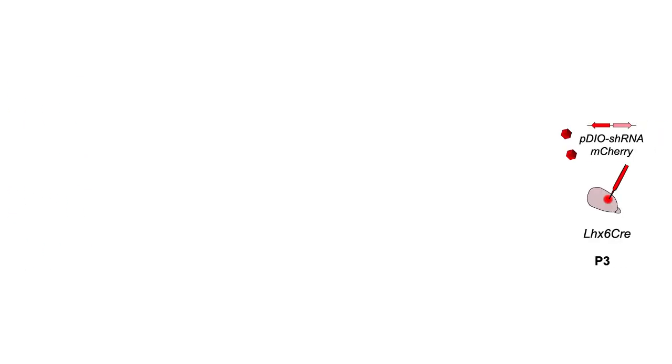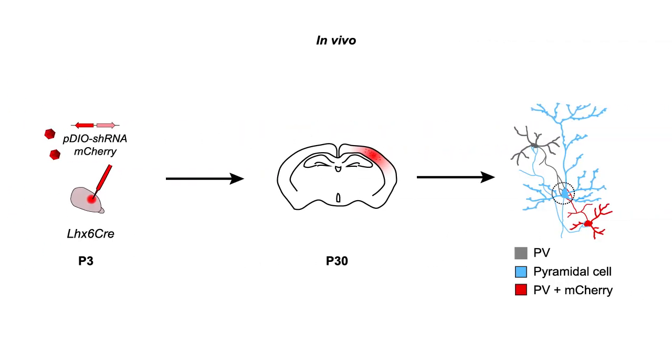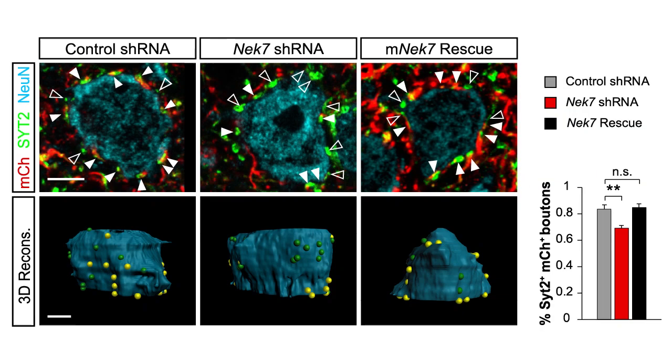To know whether Nek7 is mediating synapse formation, we also injected AAVs. We then quantified the number of synaptic buttons made by the infected parvalbumin cells in their main synaptic target, the soma of pyramidal cells. We found a decrease in the number of buttons in Nek7 knockdown interneurons compared with controls.